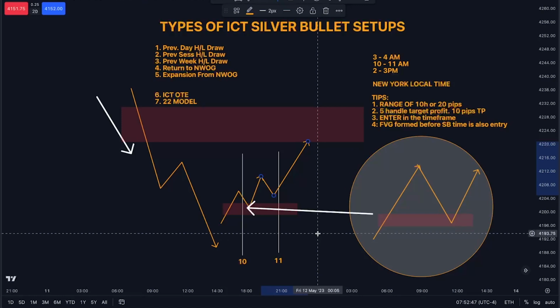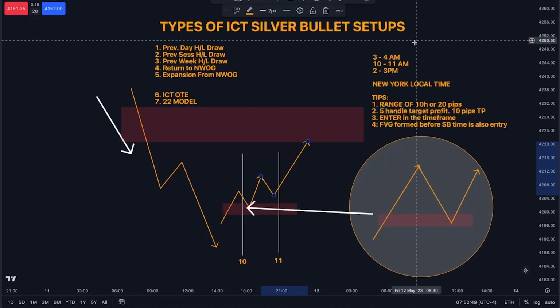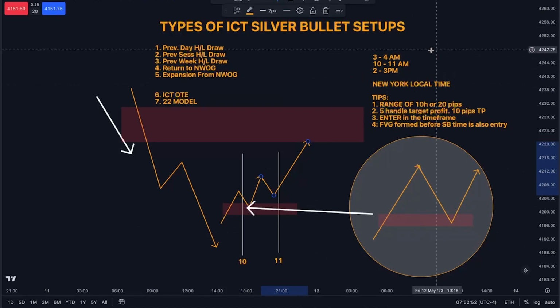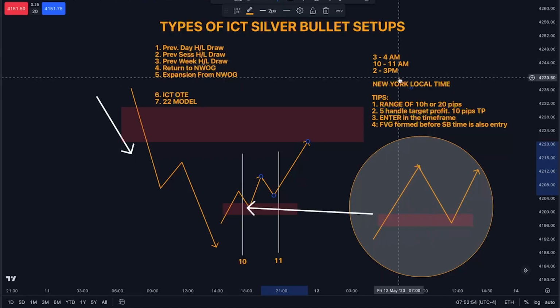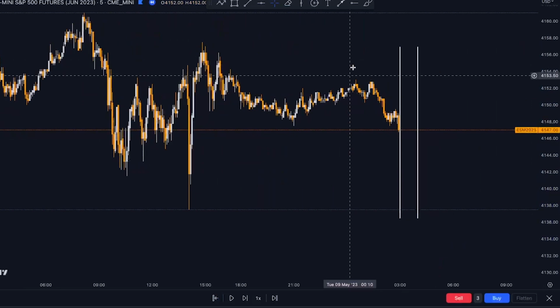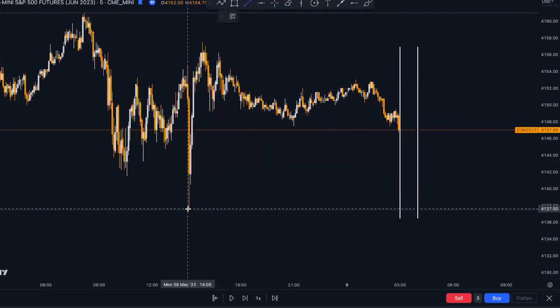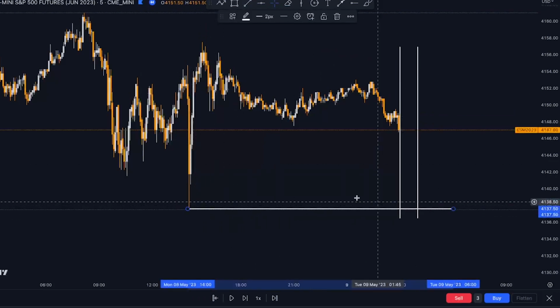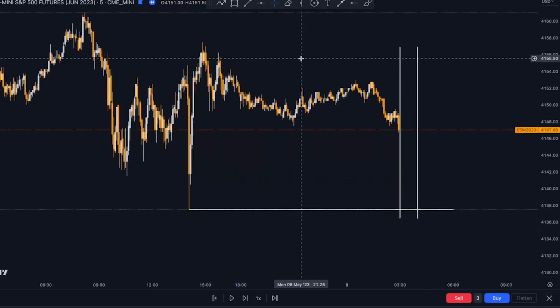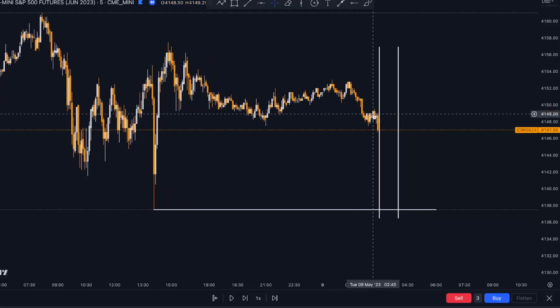So let me show you just a couple of examples of the London Silver Bullet, then the New York AM and New York PM Silver Bullet. So let's get into it. Here I have marked out the earliest AM session from 3 to 4 AM. We can see we have our draw on liquidity from previous day low, and we are overall bearish.